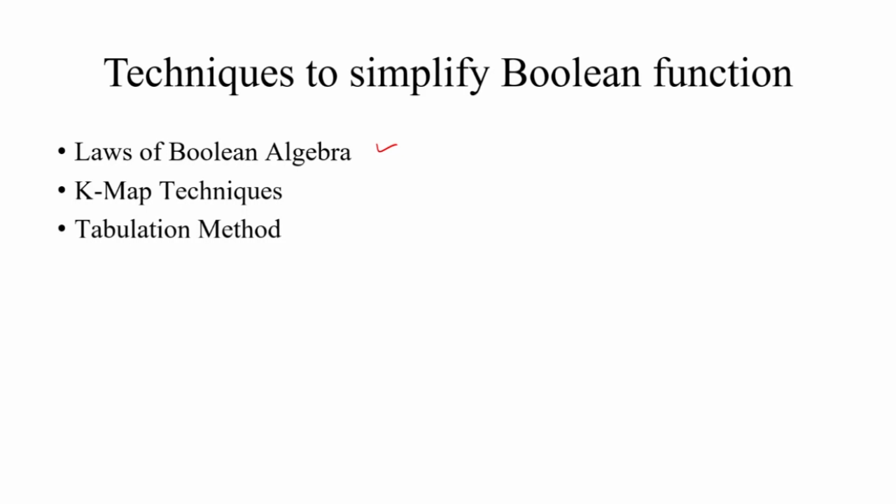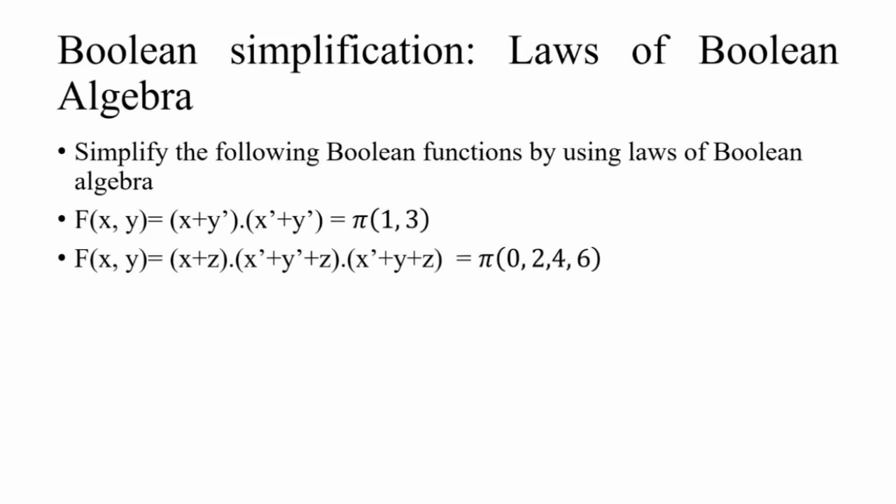But the tabulation method can minimize functions even with more than 5 variables, and its programming implementation is possible, while programming implementation of K-map and Boolean algebra is far more complex. That's why for simplifying Boolean functions up to 4 variables, we generally use laws of Boolean algebra as well as K-map techniques. But for functions with more than 4 variables, meaning 5, 6 or 7 variables, we use the tabulation method, and its programming implementation is also easy.